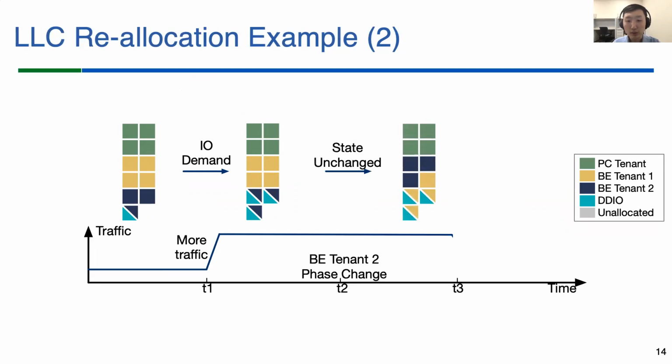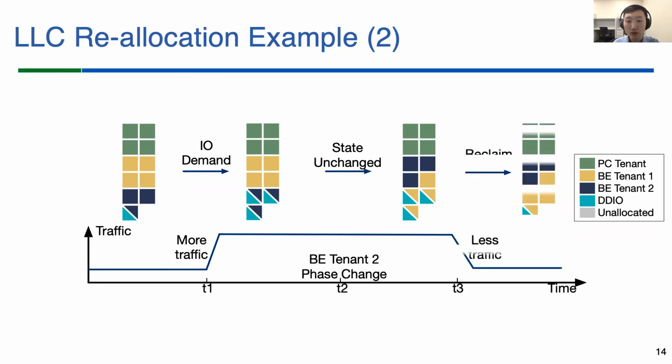At T2, the best effort tenant 2 has a working phase change, requiring a larger working set. This leads to contention between the core and DDIO for LLC space. IAT then chooses the best effort tenant 1 with a smaller memory footprint to share LLC ways with DDIO to mitigate this contention. Of course, we also have a similar reclaim mechanism as shown at T3.